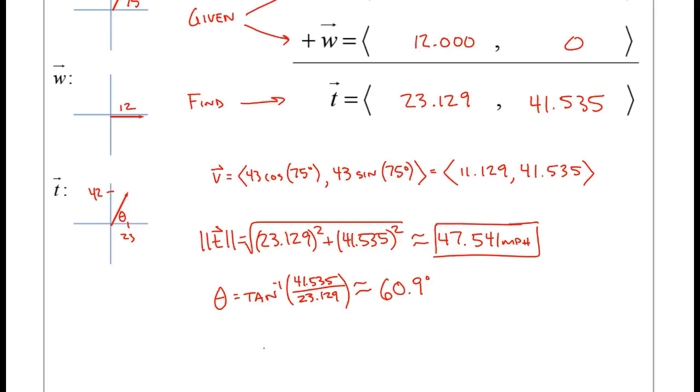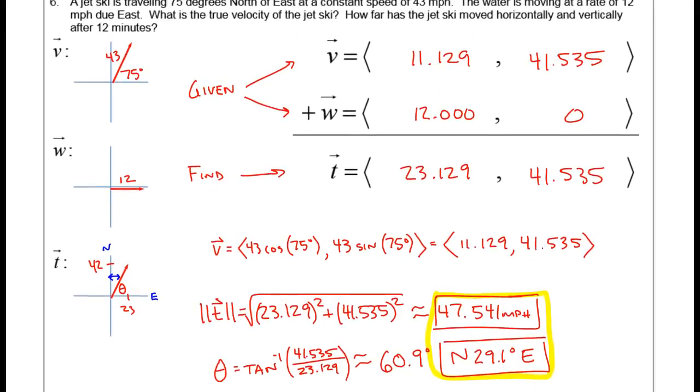If I want to report that as a bearing, remember this is north and this is east, so this angle right here would be the bearing angle. So if I do 90 minus 60.9, I get a bearing of north 29.1 degrees east. And that's the answer to the first part of this problem. The adjusted velocity of the jet ski is 47.541 miles per hour at a bearing of north 29.1 degrees east. Now let's see if there's anything else we were asked to do.